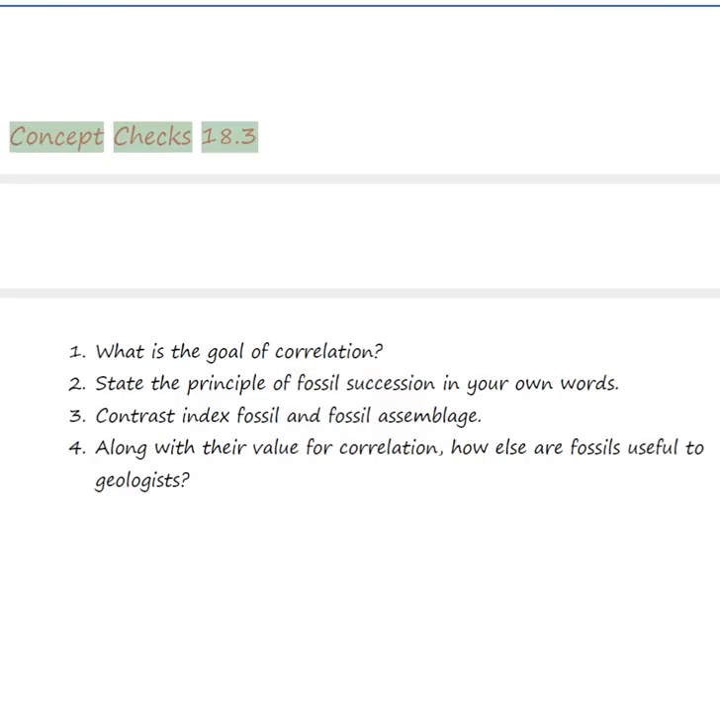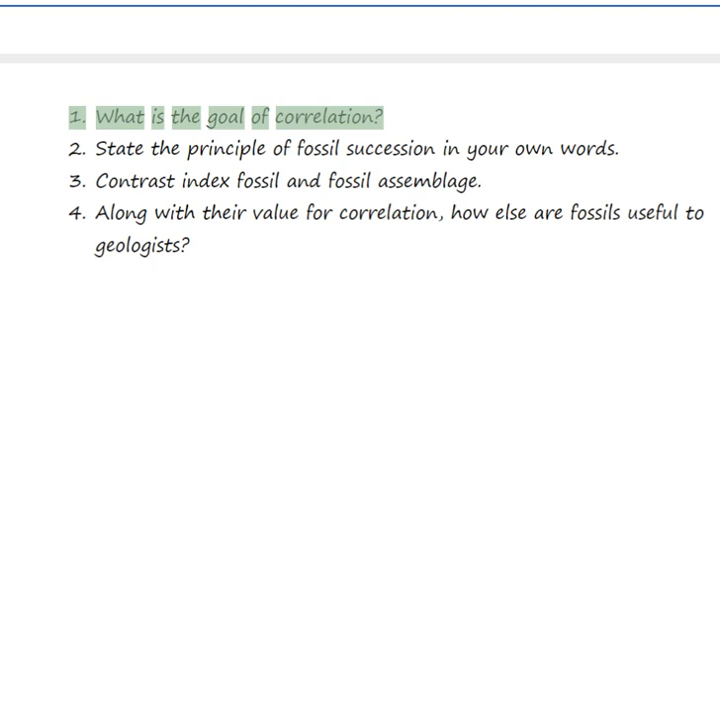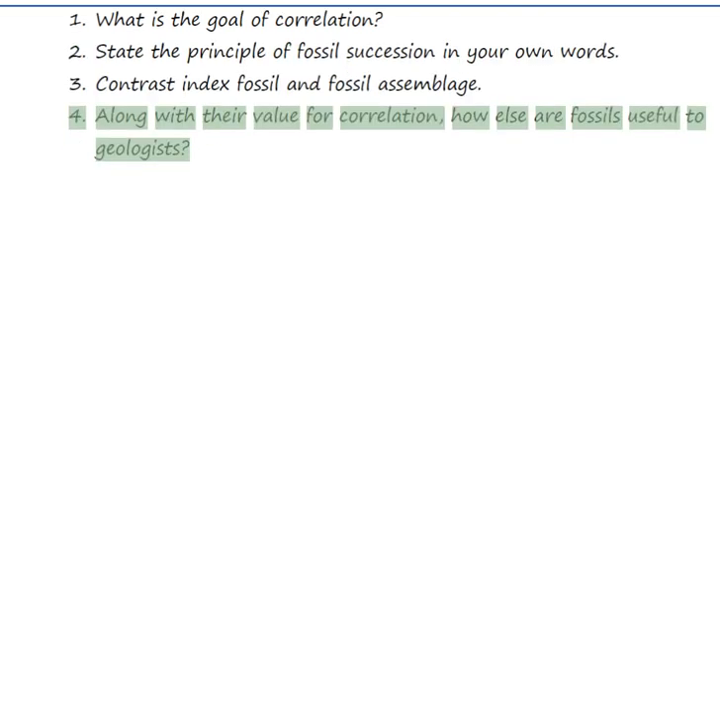Concept checks 18.3. 1. What is the goal of correlation? 2. State the principle of fossil succession in your own words. 3. Contrast index fossil and fossil assemblage. 4. Along with their value for correlation, how else are fossils useful to geologists?